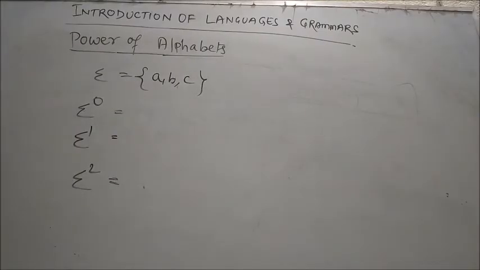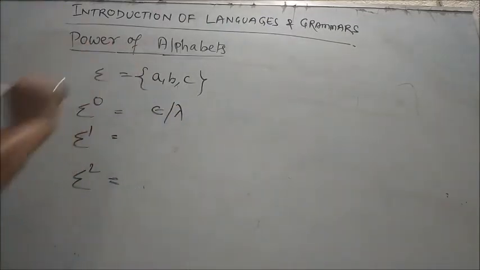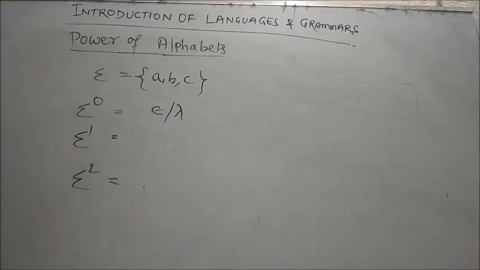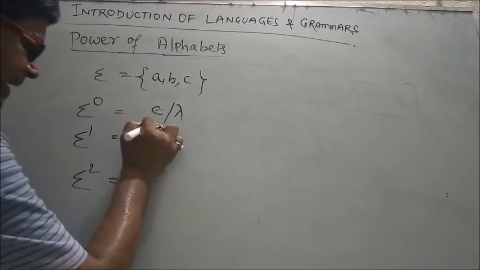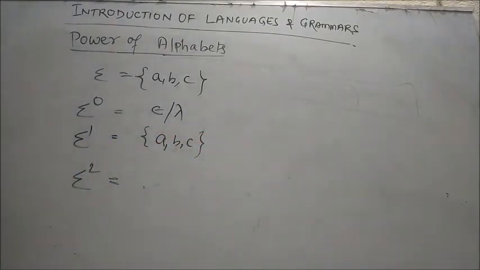Suppose instead of 2 we have 3 symbols in an alphabet, then how will this power behave? Let us see. For sigma to the 0, the answer will be the same, that is epsilon or lambda. Sometimes some books use lambda, sometimes some books use epsilon. That's why I am using both. But for me, I use epsilon instead of lambda, right? Sigma raised to 1 can be either A or B or C, right? Square means what?